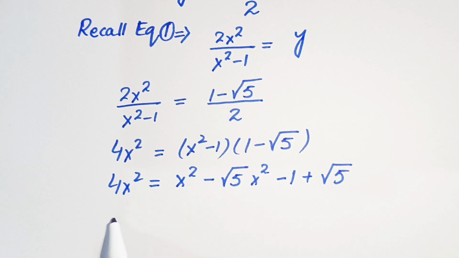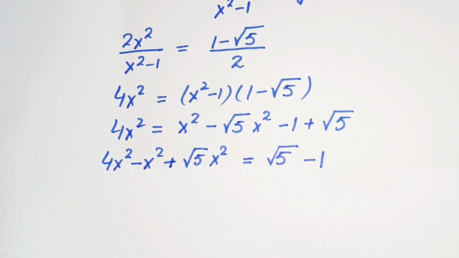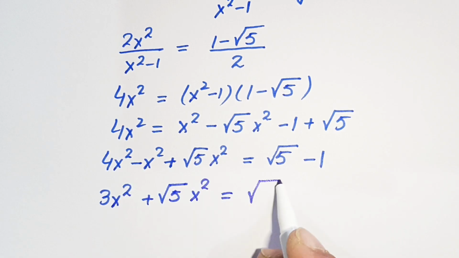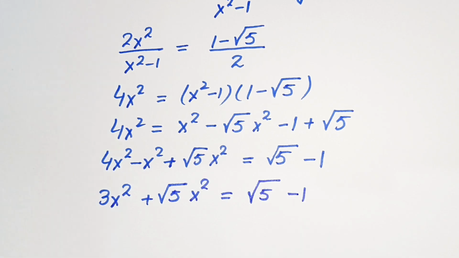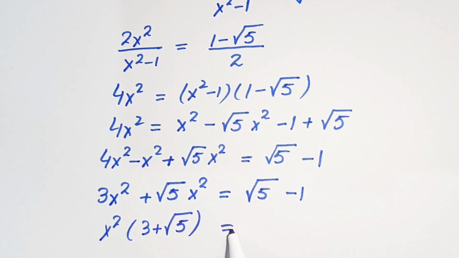If we just shift this one, we get 4x squared minus x squared plus square root of 5 times x squared, that is equal to square root of 5 minus 1. So now 4x squared minus x squared, we have 3x squared plus square root of 5 times x squared, which is equal to square root of 5 minus 1. So now here if we take x squared common, we have 3 plus square root of 5 is equal to square root of 5 minus 1.